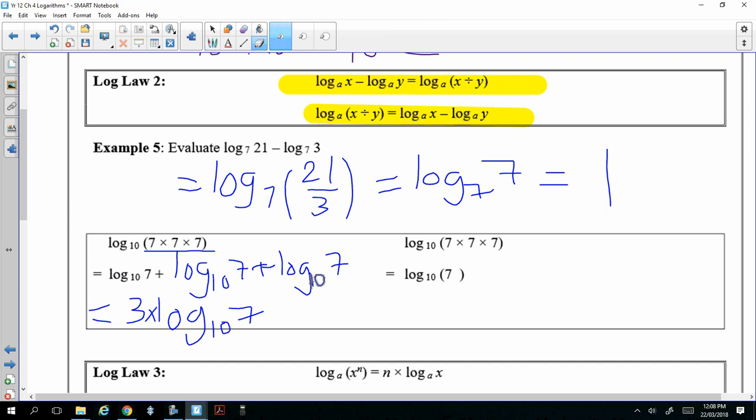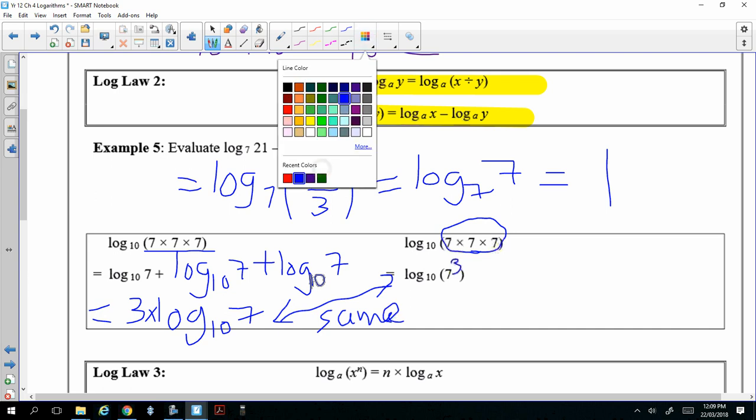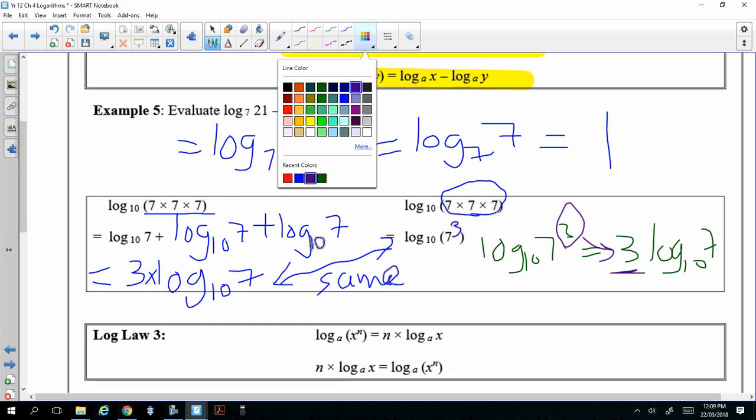Okay, so what do we do next? Another way to do that is 7 times 7 times 7 is 7 cubed. Right? 7 cubed. So basically they're the same thing. So what can we conclude? We conclude that log base 10 of 7 cubed is the same as 3 log base 10 of 7, right? So what happened to the 3? The 3 moved down. That's where the 3 goes. So that's a very important law, which is summarized in log law 3. Okay? So let's highlight this. Like this, or you can write it in reverse.